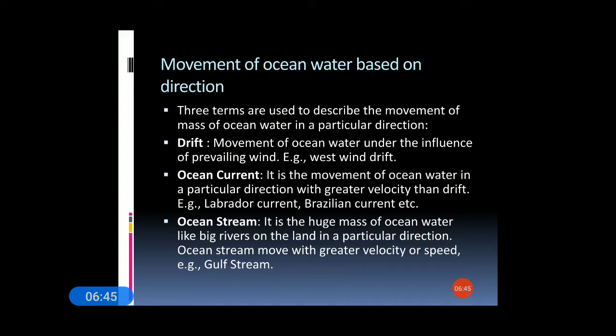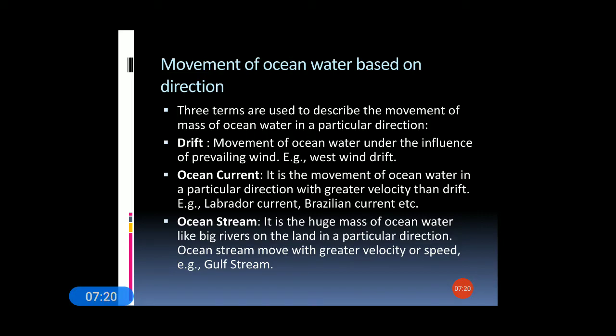Now coming to the next, ocean currents. As we have already discussed, it is the movement of ocean water in a particular direction with greater velocity than the drift. So drift is the slowest movement of water compared to the other two. Ocean current moves at a little higher speed. Examples of ocean current can be the Labrador current and Brazilian current, and there are other currents like the Kuril and Oyashio currents.